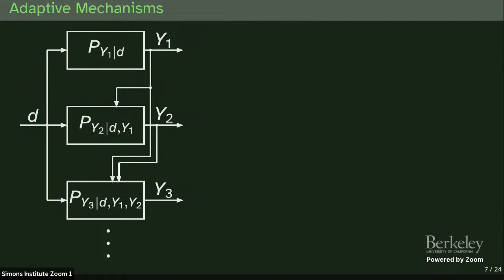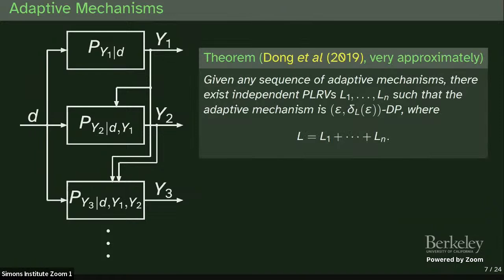And when you have adaptive mechanisms, the privacy loss random variable isn't going to be independent in the same way. But it turns out you can kind of assume it's independent. There's this nice result by Dong et al., which I'm vaguely summarizing here. What it says is that even if you have adaptive mechanisms, there's a way to come up with independent privacy loss random variables such that you essentially can treat it as if they're non-adaptive.